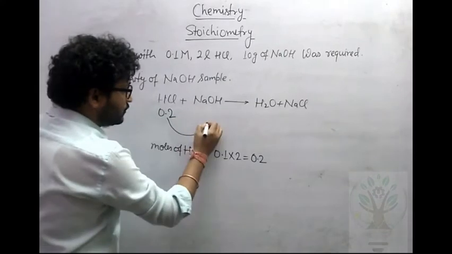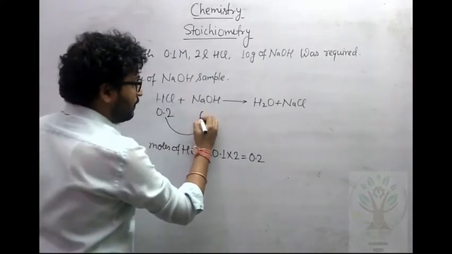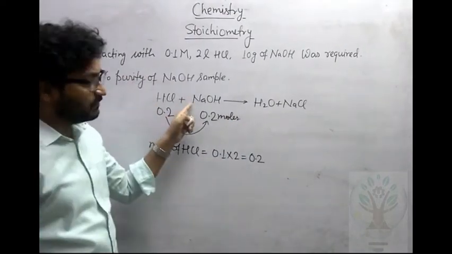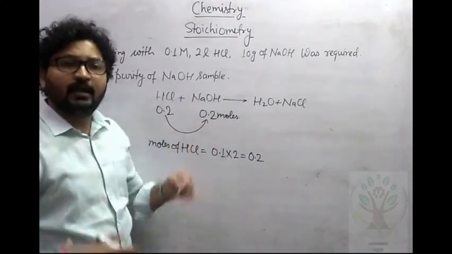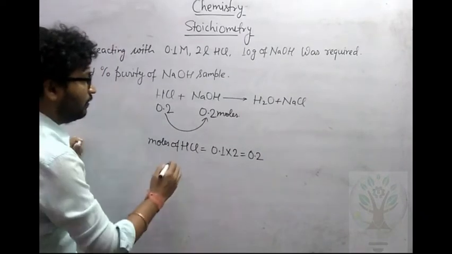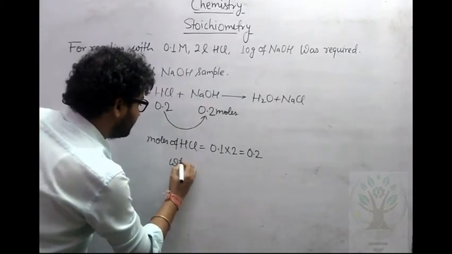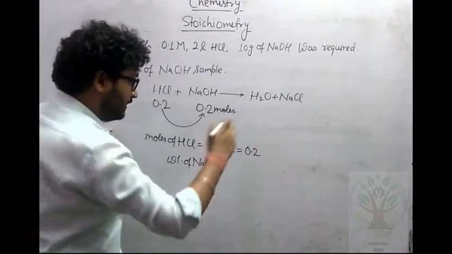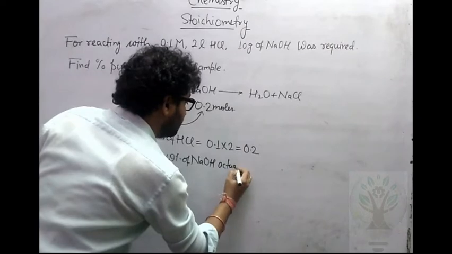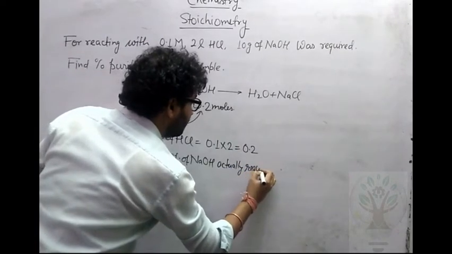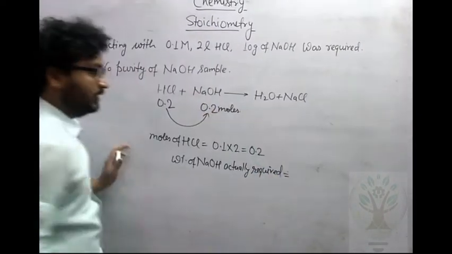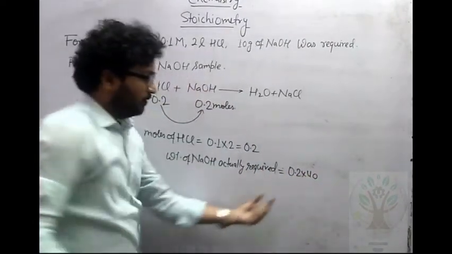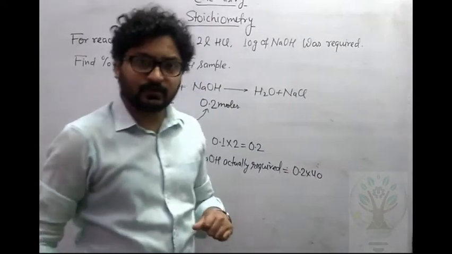Now can you tell me how many moles of NaOH will be required? NaOH moles required will be 0.2 moles. Why? Because 1 HCl reacts with 1 NaOH, so 0.2 will react with 0.2 NaOH. Okay. Now let's find the weight of NaOH. Weight of NaOH actually required equals how much? It is 0.2 multiplied by 40, moles of NaOH multiplied by molecular mass of NaOH.